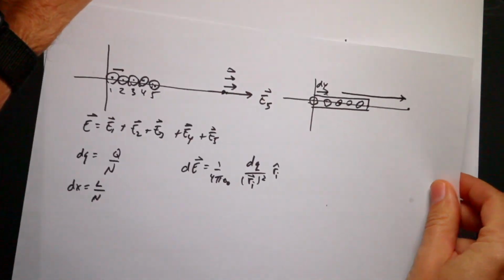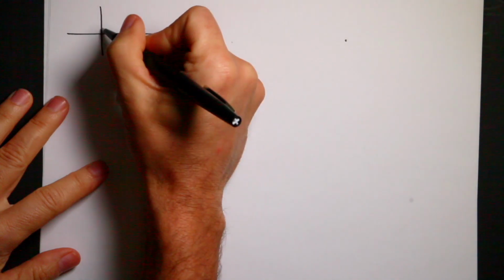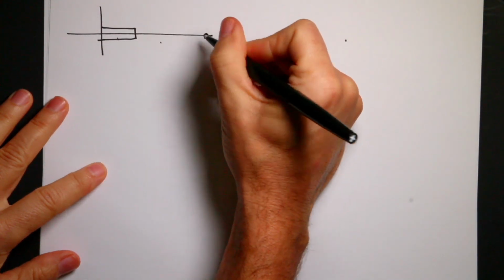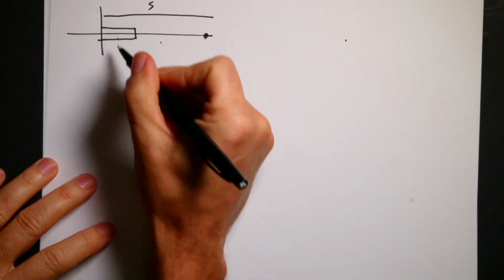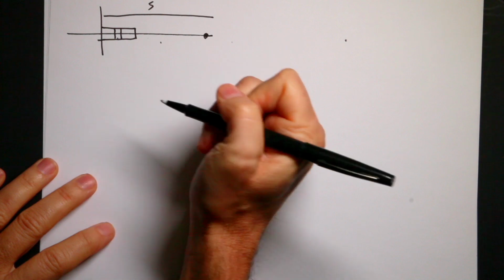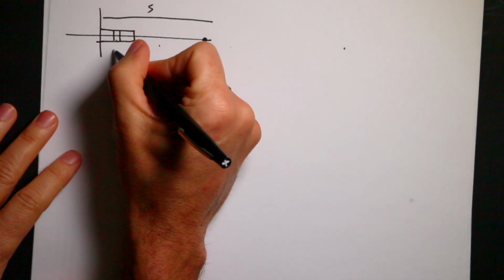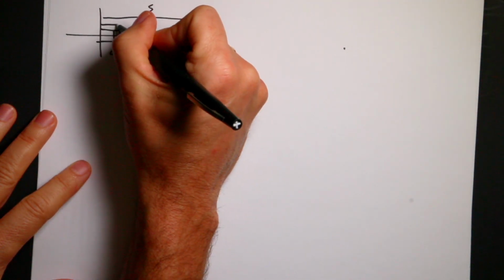Okay, I'm going to start a fresh sheet of paper. So here is my rod, and then here's my observation location right there. And so this is the distance S, and then I break this into a tiny piece of the rod, and I'll call that a length dx. And it has a location of x.